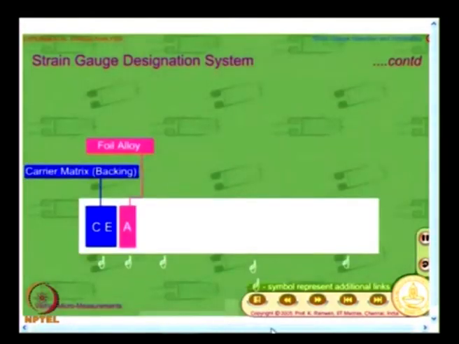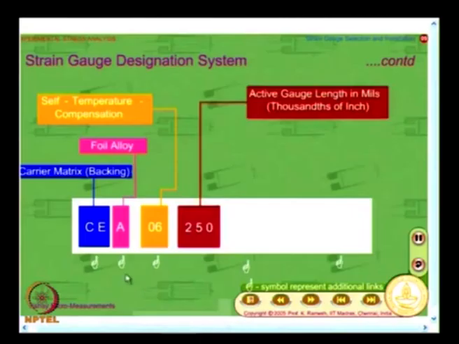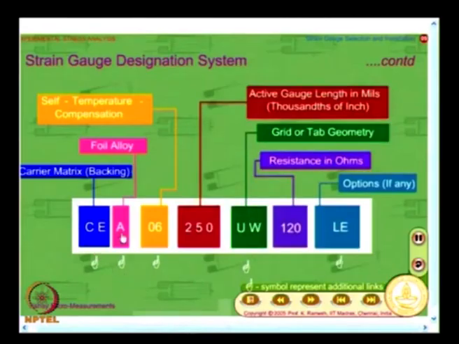And you have a very elaborate strain gauge designation system. So, I have 1, 2, 3, 4, 5, 6, 7 items mentioned in the designation system used by Vishay Micro Measurements. So, the first symbol or set of symbols tells you what is the carrier matrix. Then the second one tells you about foil alloy. The third one gives you the self temperature compensation number, and the fourth one gives you active gauge length in mils.